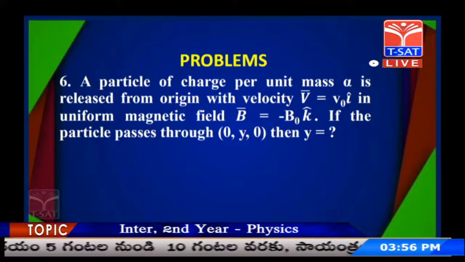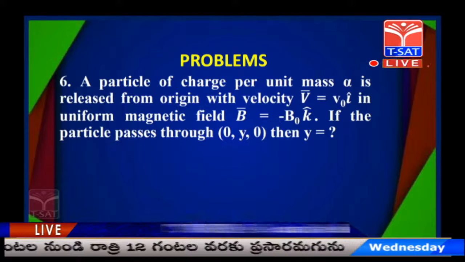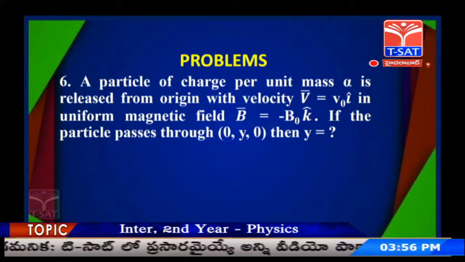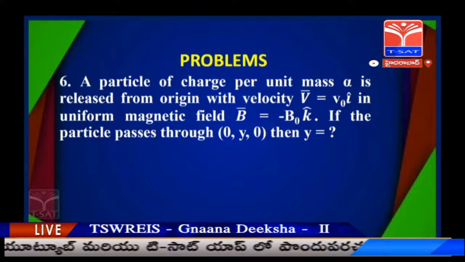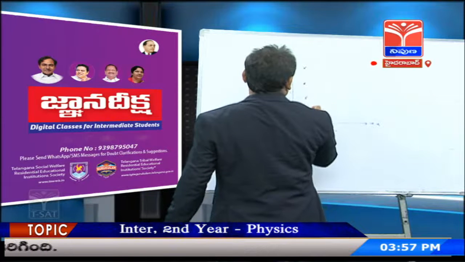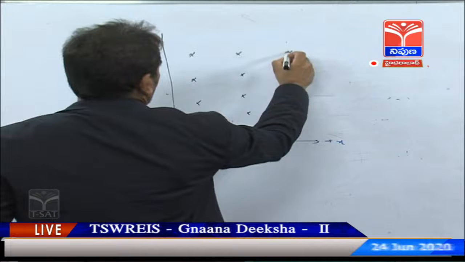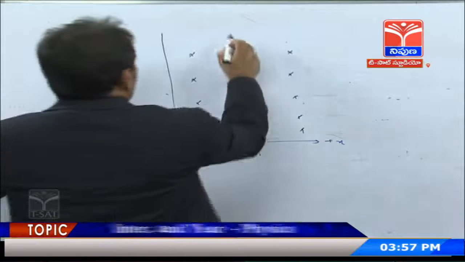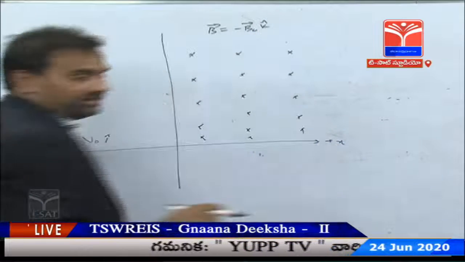The particle is released with v equal to v naught i, which means along the positive x axis direction, and the magnetic field acts in the downward direction, the negative z axis direction. Minus k means negative z axis direction, like this. That is, B is equal to minus B naught of vector k, as was given.